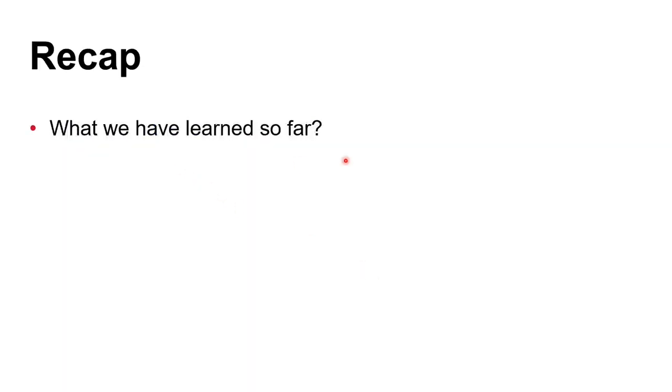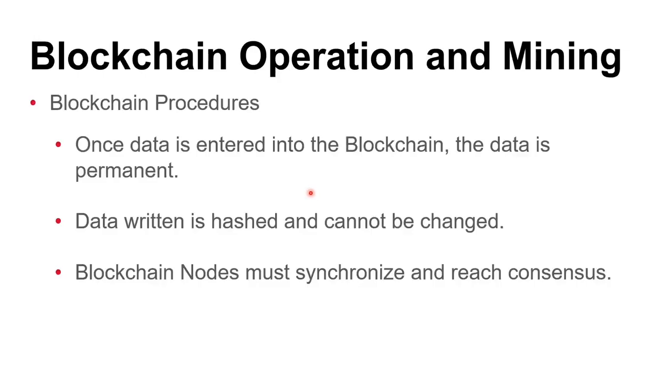So what we learned so far is a bit of the history of a blockchain and the overall architecture. We also talked about some Bitcoin and gave an introduction to the blockchain types, public and private blockchains. And we talked about hashes on the blockchain. So now let's take a look at some of the blockchain operations and mining procedures.